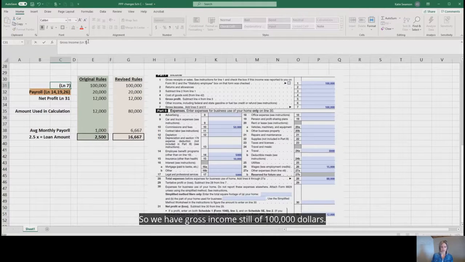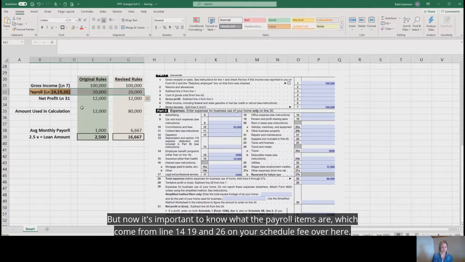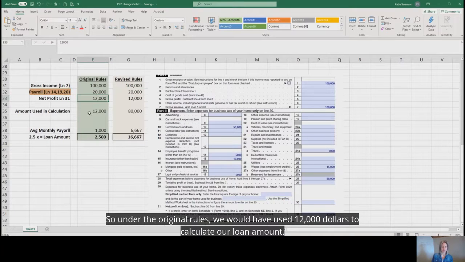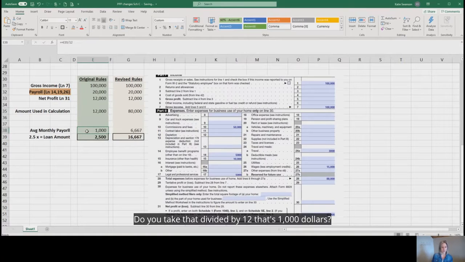So we have gross income still of $100,000, but now it's important to know what the payroll items are, which come from lines 14, 19, and 26 on your Schedule C. These are the line items here. You want to pull those out, along with net profit. Under the original rules, we would have used $12,000 to calculate our loan amount. You take that divided by 12, that's $1,000 a month of payroll, times 2.5. This small business's loan amount originally would have been $2,500.